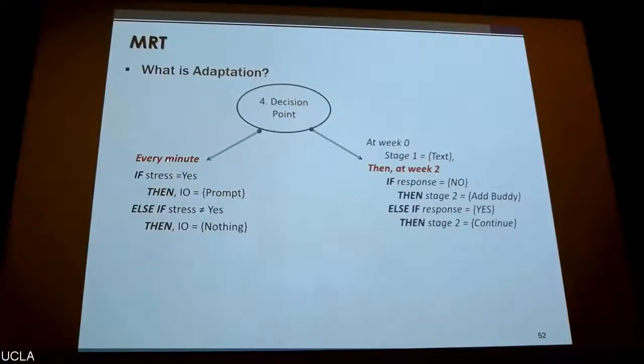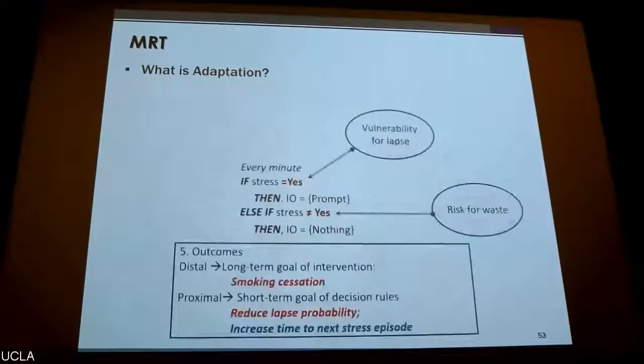And here we're trying to address stress. And stress can change much faster. Every minute or so, the person can transition from being not stressed to being stressed, right? That's why we have a decision point every minute. And of course, this just-in-time adaptive intervention is motivated by the need to address a distal outcome, which is smoking cessation.